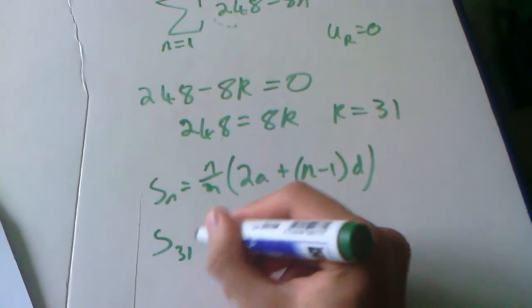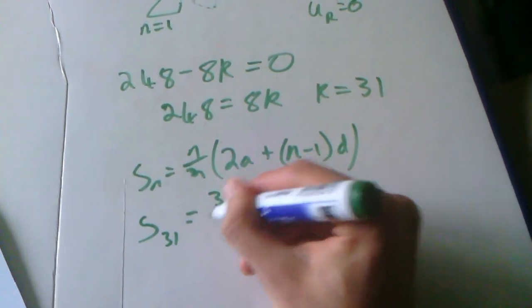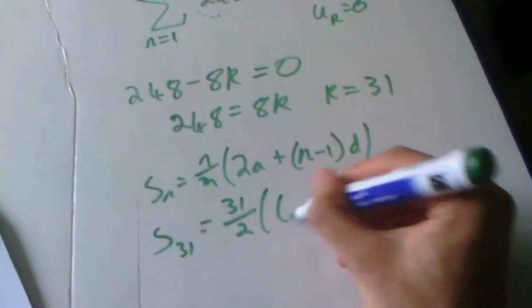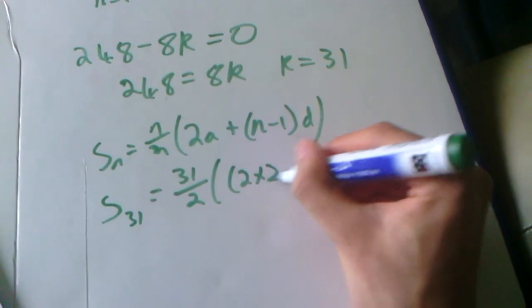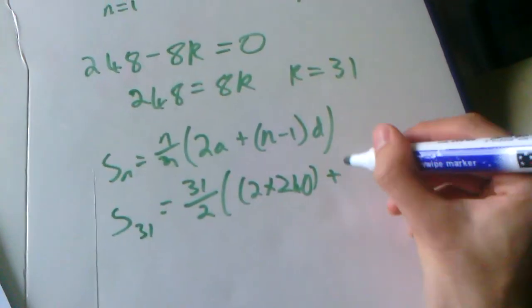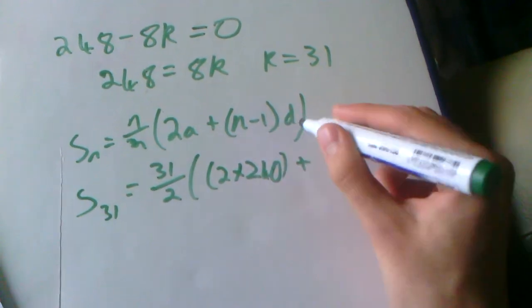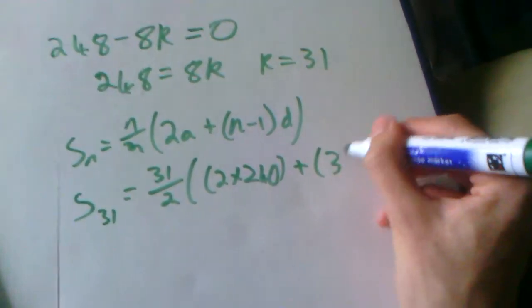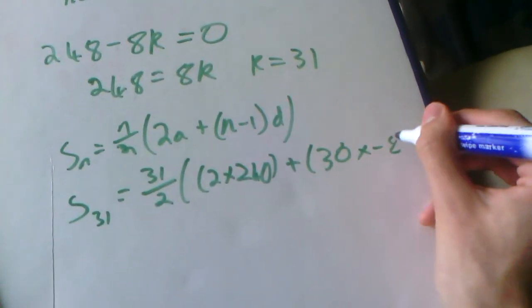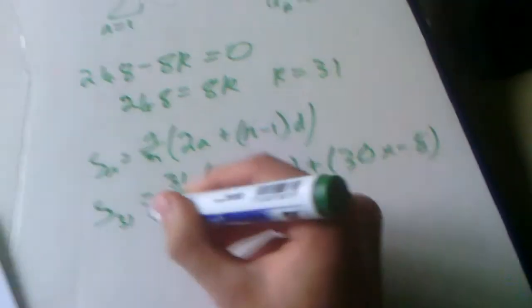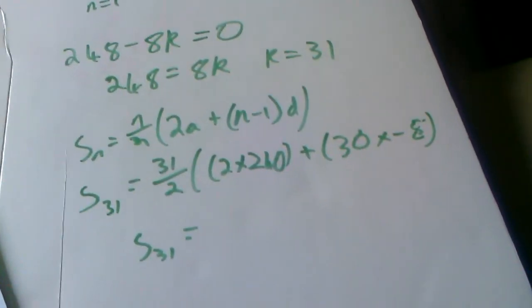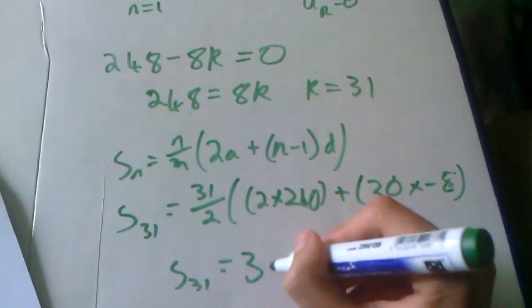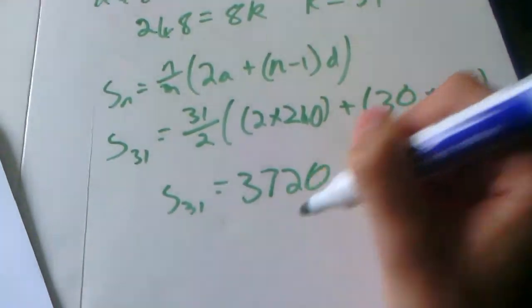Anyway. So, sum of the first 31 terms. n is 31, so 31 divided by 2 times 2 times, what was the first term? 240 plus n minus 1 is 30, 30 times minus 8. And I can tell you that answer gives you a total of 3,720. And there we go.